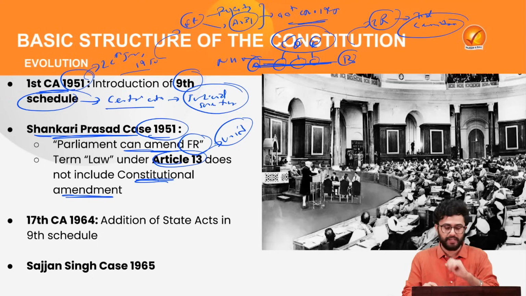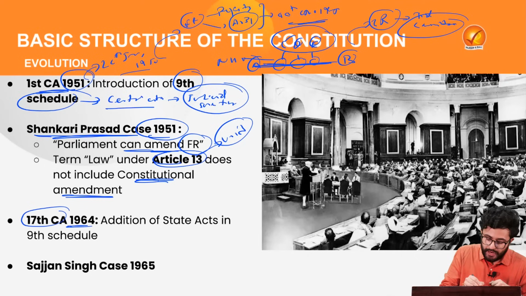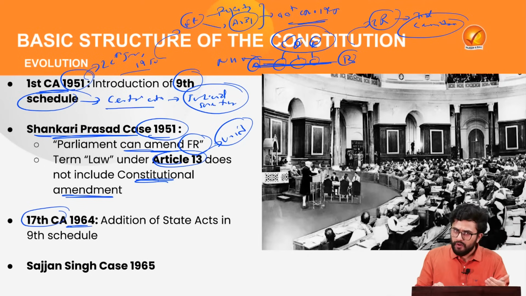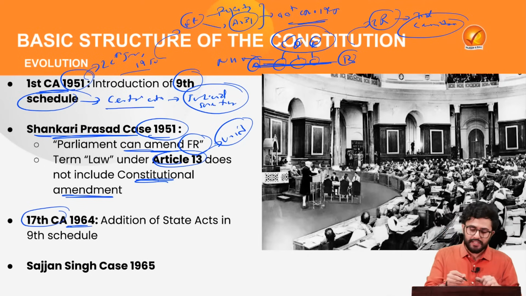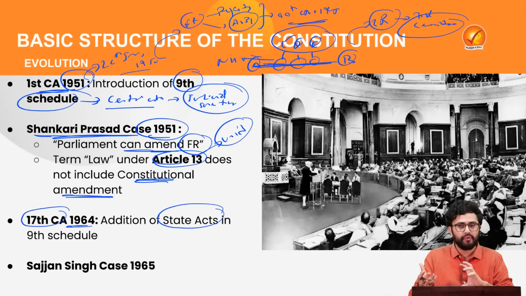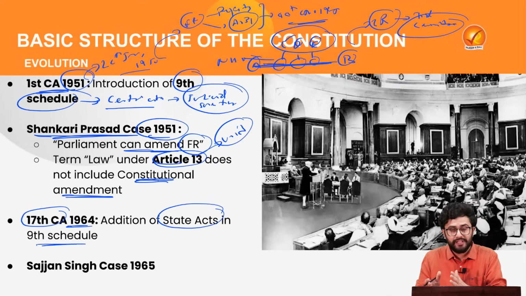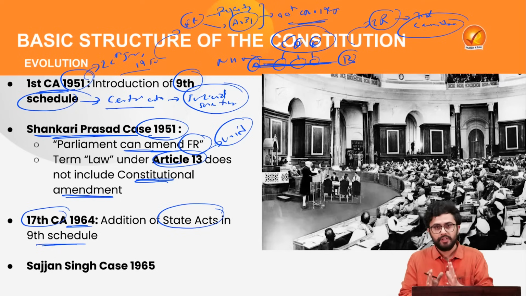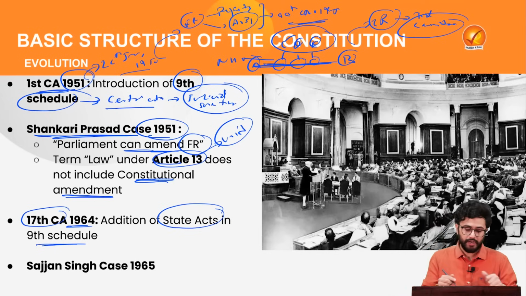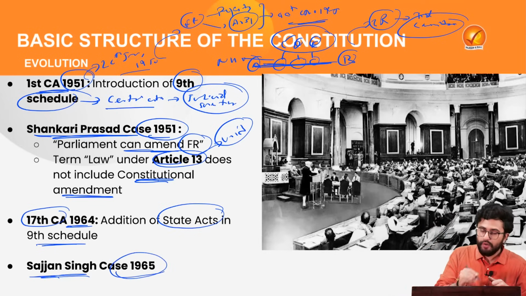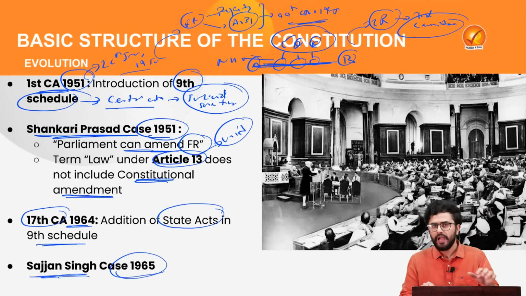Thus, under the 17th Constitutional Amendment Act of 1964, the government further added several state acts dealing with land reforms and land acquisition to the 9th Schedule, preventing them from any kind of judicial review. And this power of Parliament to amend the fundamental rights was again upheld in the Sajjan Singh case of 1965.